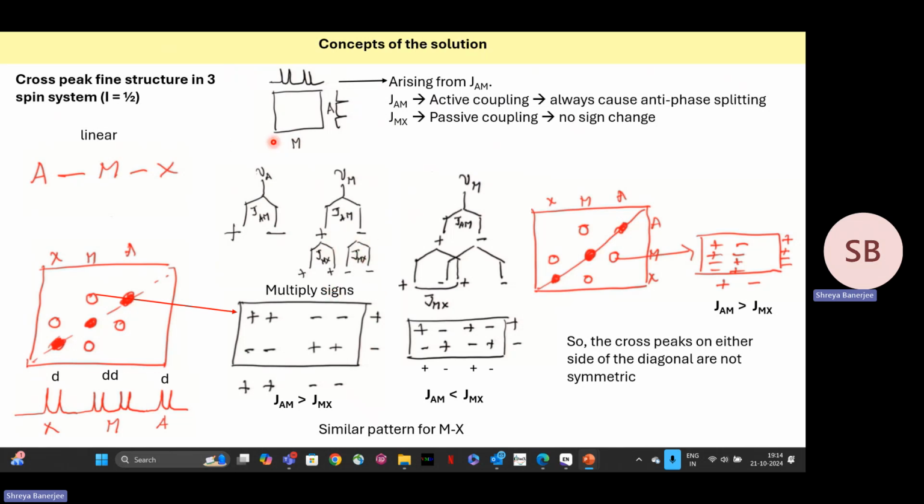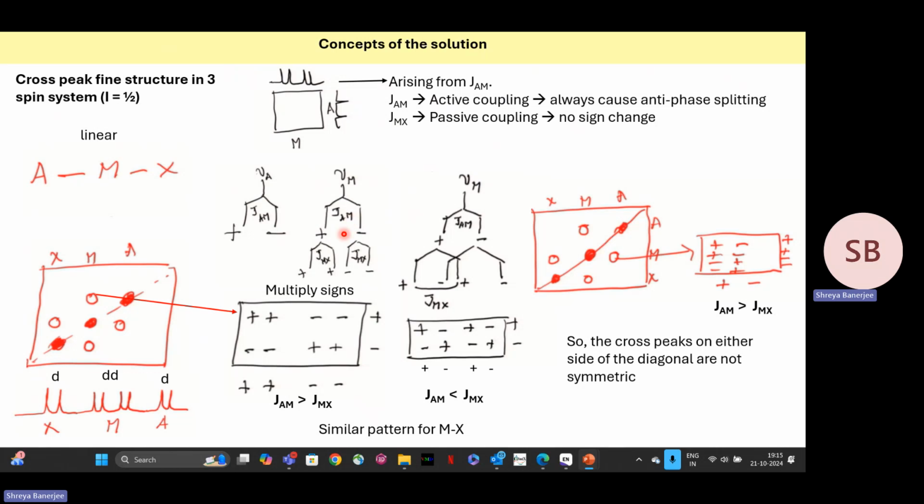So now we have M on the X axis, meaning plus plus minus minus, and we have A on the Y axis, that is plus minus, plus minus. This is how the cross peak is splitting. And one thing to note is that this will only happen if AM is greater than MX. So you can see the MX components are not overlapping.